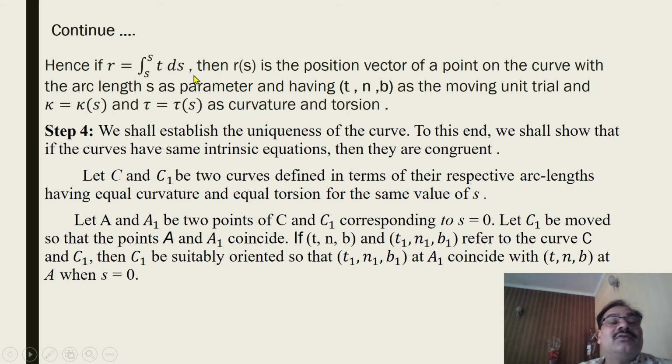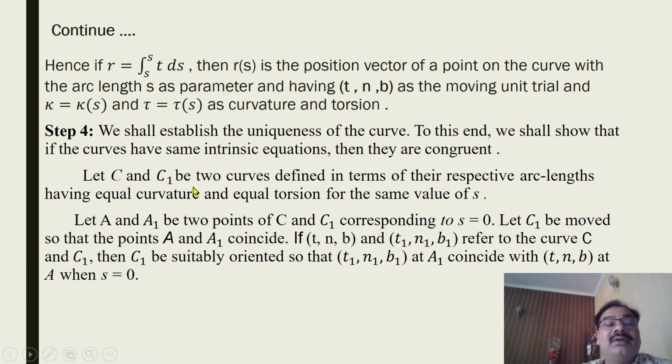Hence, if r = ∫T ds, then r(s) is the position vector of a point on the curve with the arc length s as parameter and having T and B as the moving unit triad, and κ = κ(s) and τ = τ(s) as curvature and torsion. We shall now establish the uniqueness of the curve. To this end, we shall show that if the curves have the same intrinsic equations, then they are congruent.